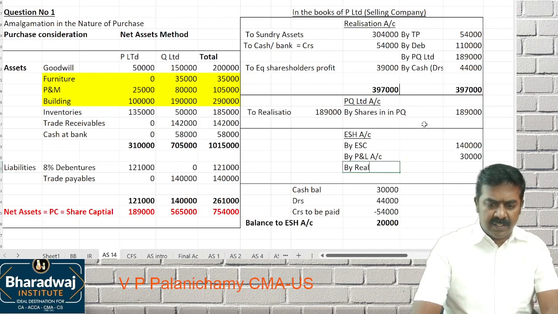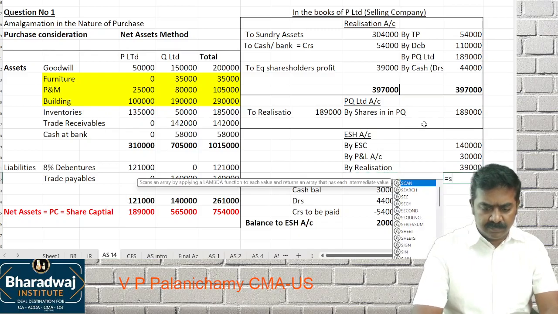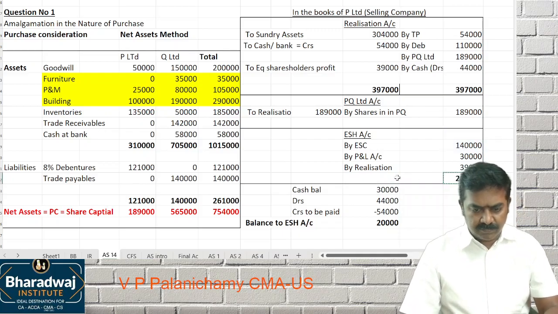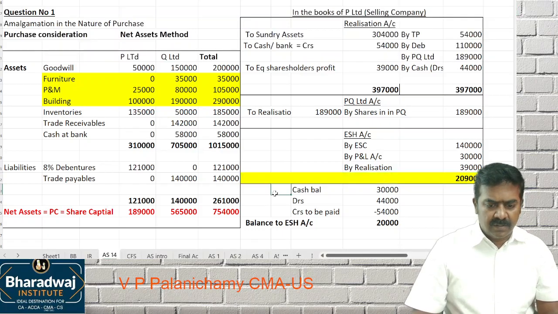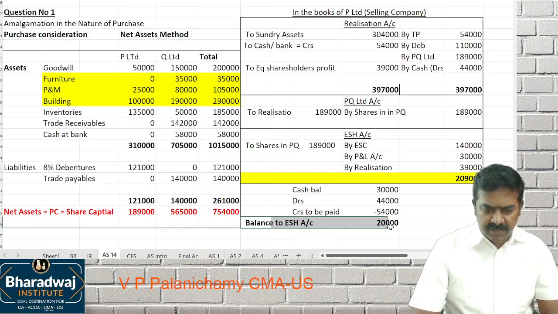Then by realization profit, how much? 39,000. Total, how much does it come to? Total is 2,09,000. How to pay this 2,09,000? We can pay with shares in PQ. How much shares in PQ did we get? 1,89,000 we got.